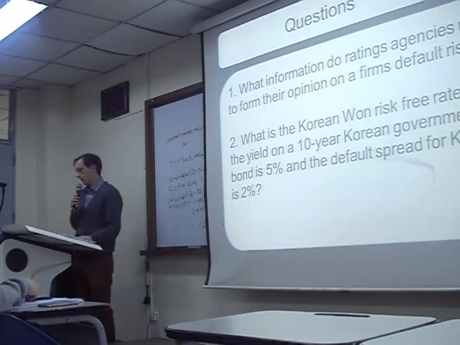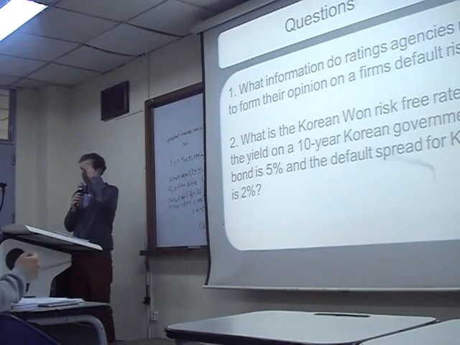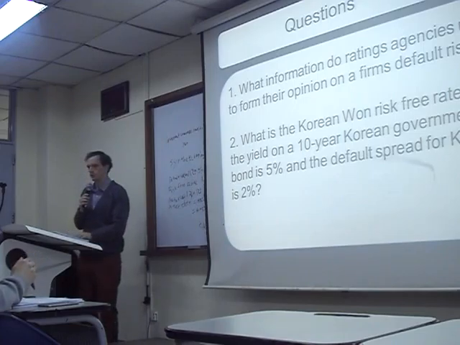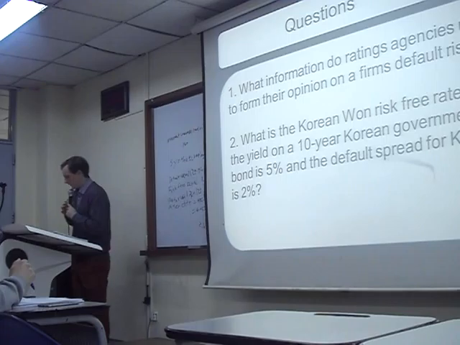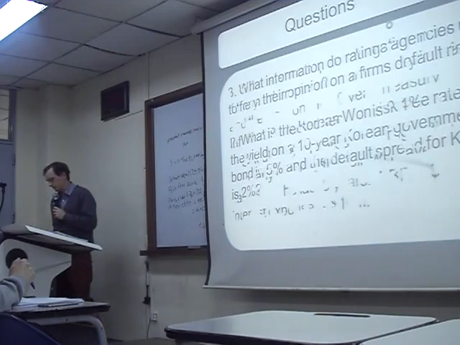So most other countries, maybe there's just a handful of other countries that don't have default risk, the AA rated countries like Germany and Finland, okay? But there are 200 countries in the world, so that means that for 190 of them, we're going to have to use this equation, okay? To find the risk-free rate in their currency.